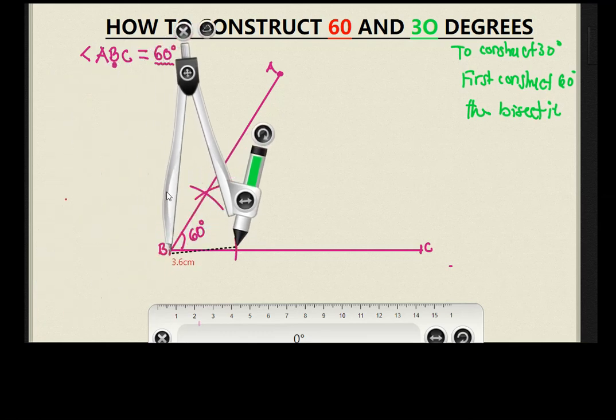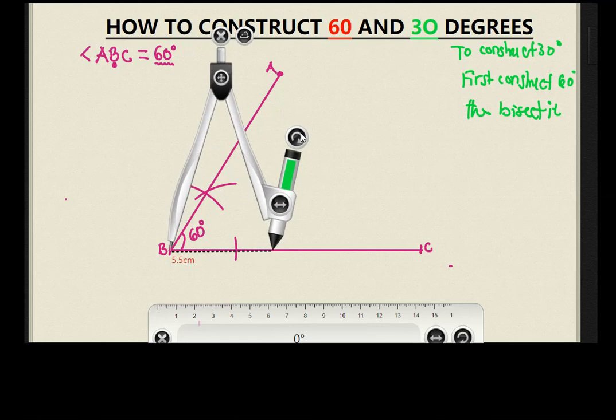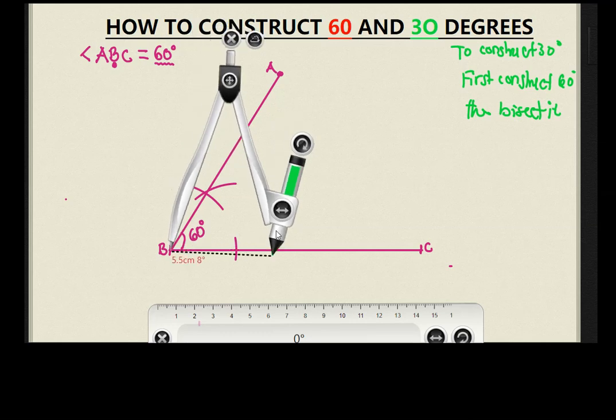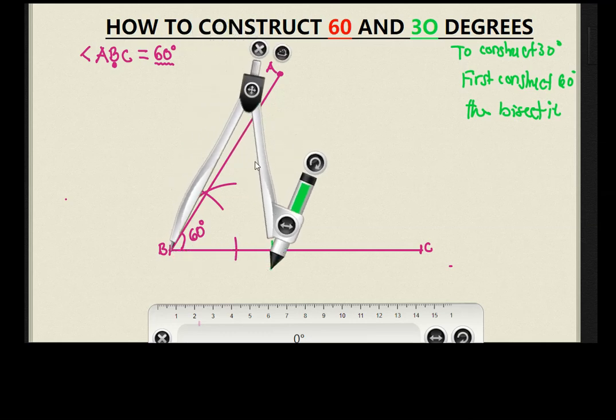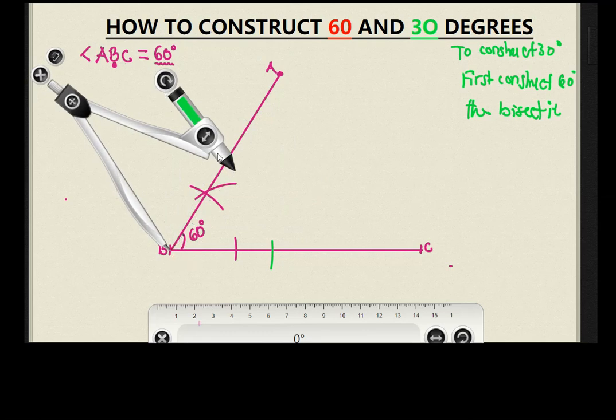So we'll use our compass, and I want us to adjust such that we don't draw arcs on the same points we drew for 60. So I want us to bisect this. You adjust your compass to some radius, then you draw an arc on this line, and also identify the other line which makes that particular angle. Also draw an arc there.